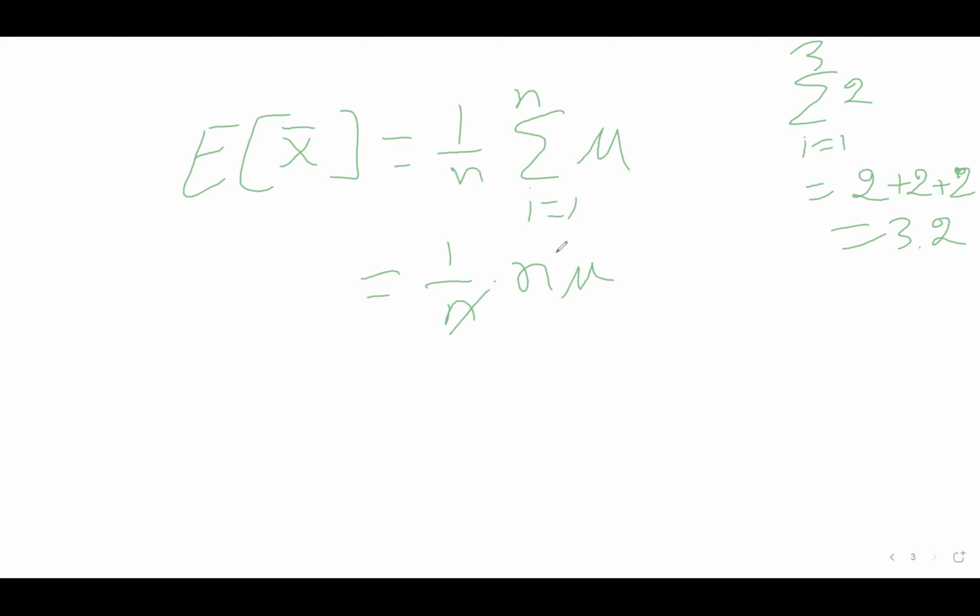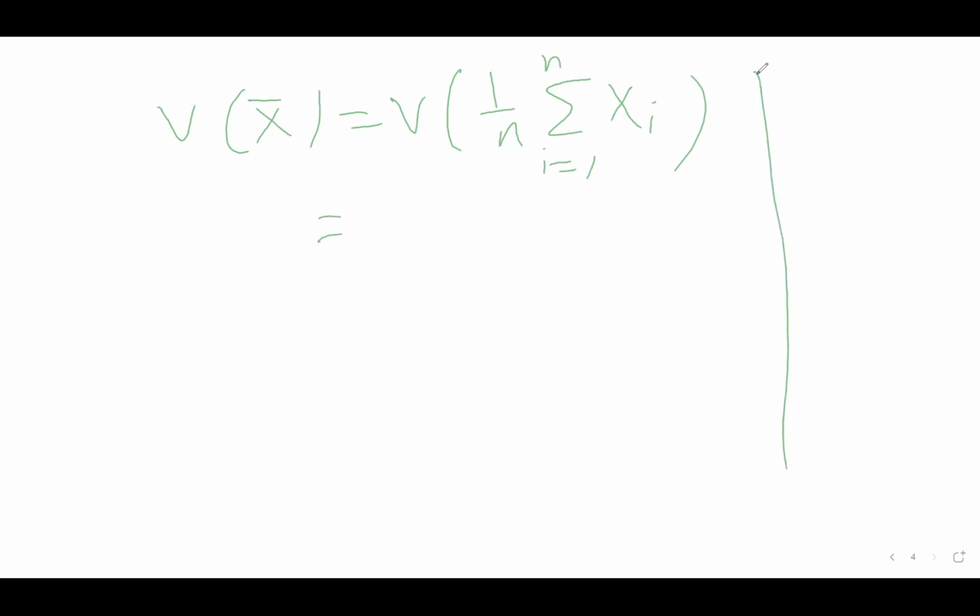Now we can cancel out this one and this one, then it will be mu. So that means expected value of x bar is mu. So now we know the mean for the x bar. But now we have to calculate the variance of x bar, because to write normal distribution, we need two parameters. One parameter is the population mean, the other one is the population variance. So now we have to calculate the population variance.